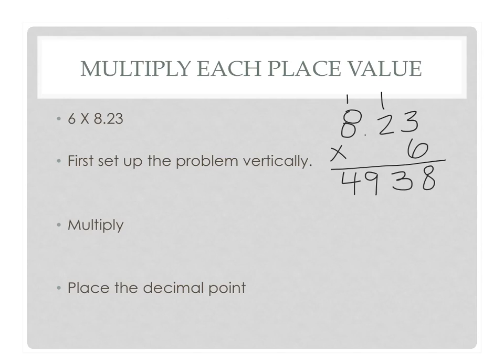So I'm going to go up to my factors. In the number 8 23/100, I have 1, 2 place value positions behind the decimal point. In the number 6, it's a whole number. I have no place value positions behind the decimal point. When I add that, I get a total of 2. So I'm going to start at the end of my number, and I'm going to move to the left 2 places. 1, 2, decimal point. So my answer to 6 times 8 23/100 is 49 38/100.